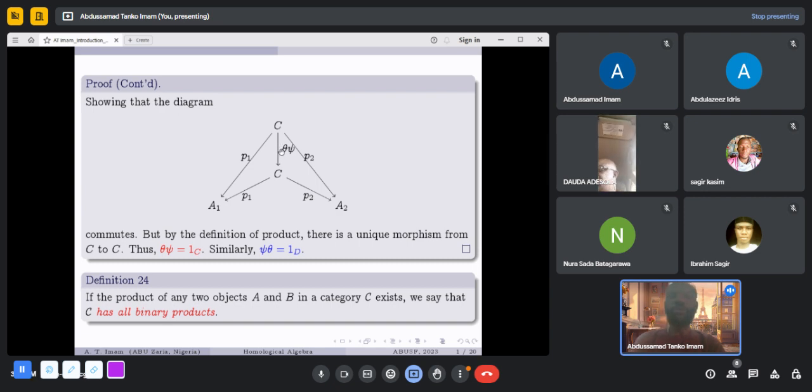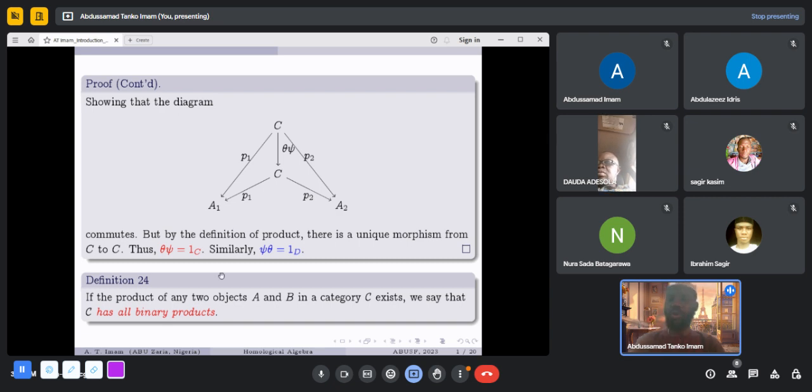Therefore, by the uniqueness of the morphism existing in the definition of product, this theta after psi must be the identity morphism. And then you can do a similar type of analysis to see that psi after theta is also the identity morphism. And so psi is the inverse of theta. In other words, C and D are isomorphic.